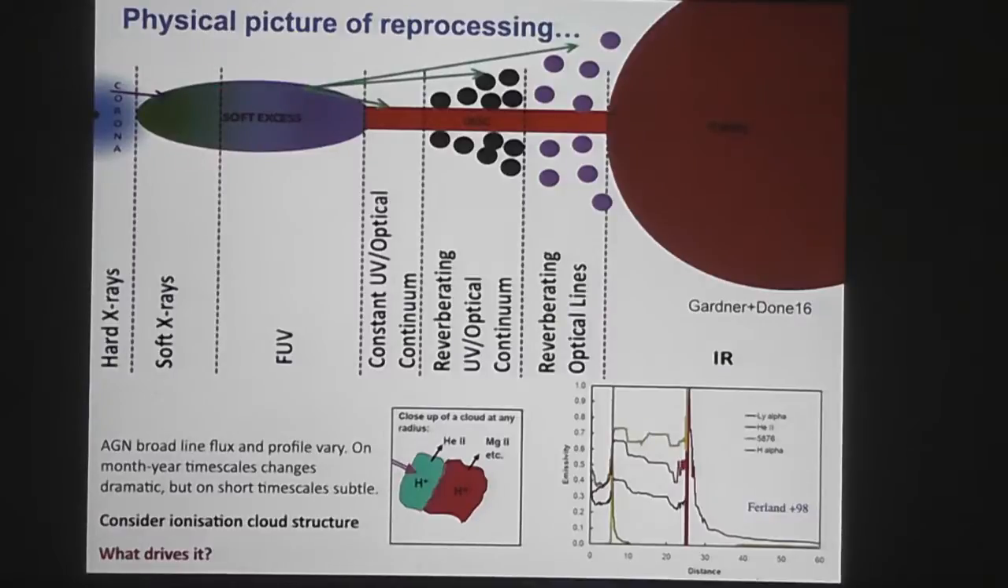So this creates the far UV and the X-rays, and all of this then illuminates the disk, illuminates the broad line clouds, illuminates the torus, illuminates the narrow line clouds further out. So that's the structure that we have for this reprocessing.